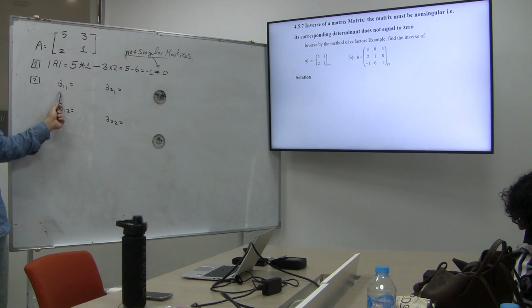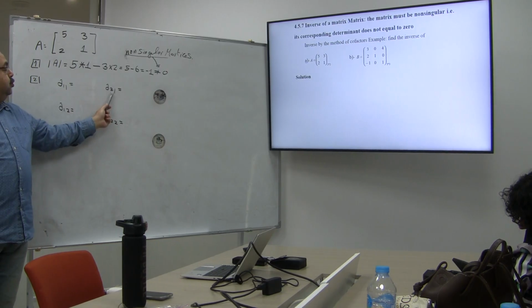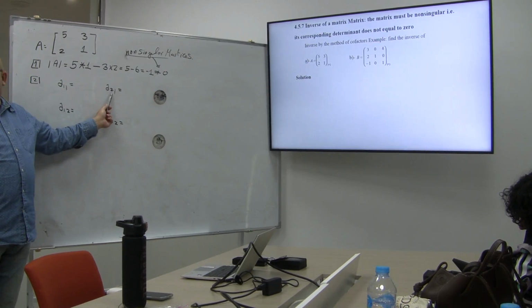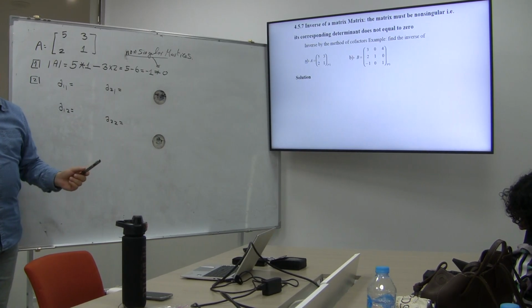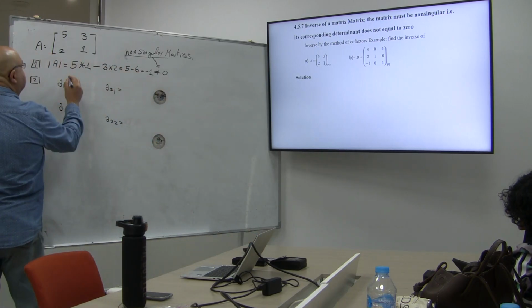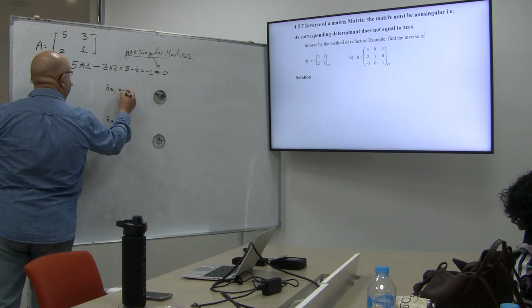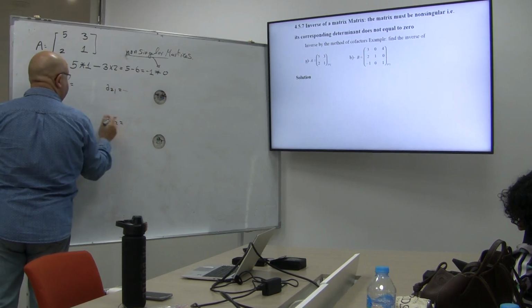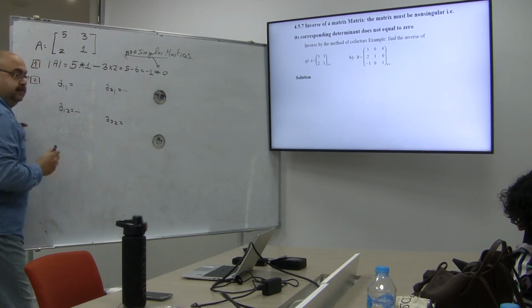If I get the sum of these two numbers and it is even, it's going to be positive. But if you get the sum of these two numbers and it is odd, the sign will be negative. So I will start now with writing the sign. So it's positive, then negative, positive, then negative.